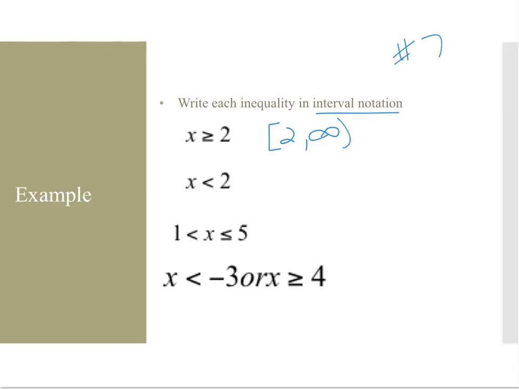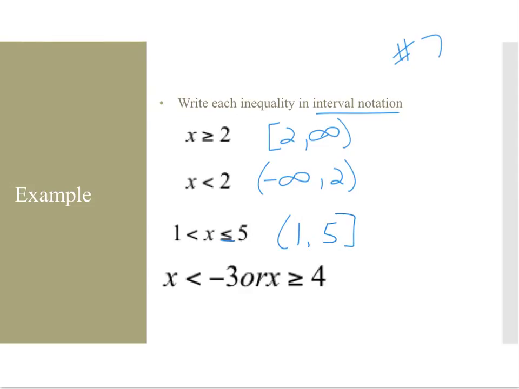In the second one, x is smaller than 2, so it's going to go on to negative infinity, but it's going to stop at 2. Now it does not include 2, so it's not going to have a bracket like that. Instead, it's going to have a parenthesis, because there's no equal sign there. The next one, we have a parenthesis around the 1 because there's no equal sign in this inequality. But if you look at the 5, we're going to have a bracket there because it can include that 5 with that equal sign right there.